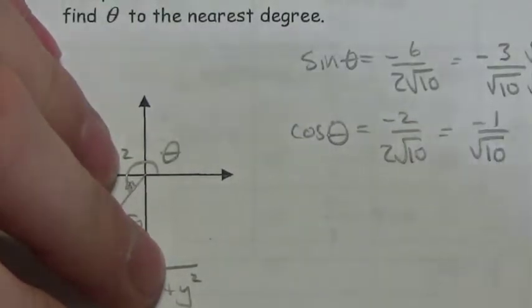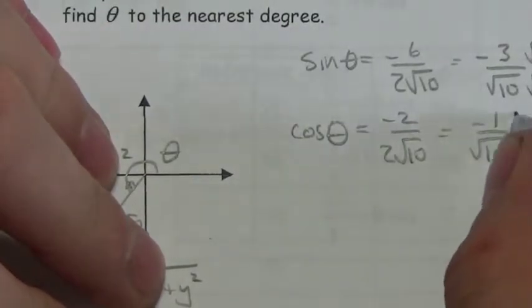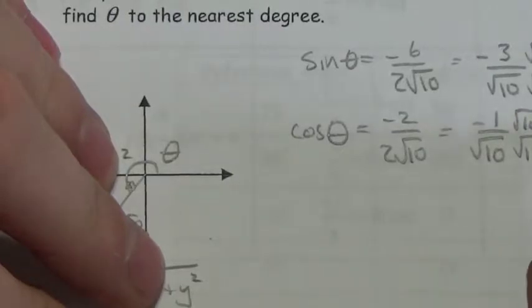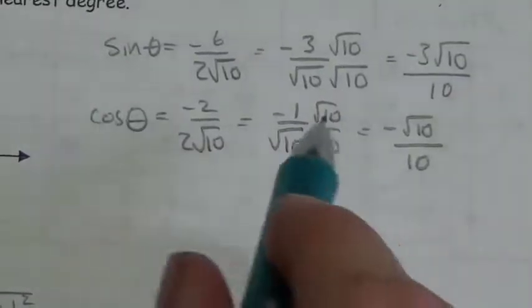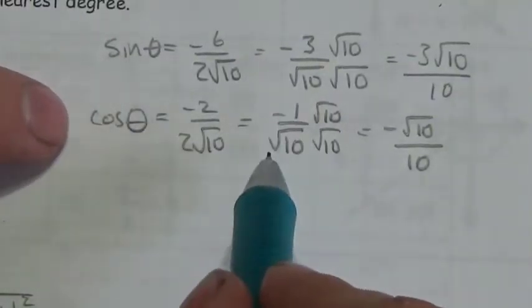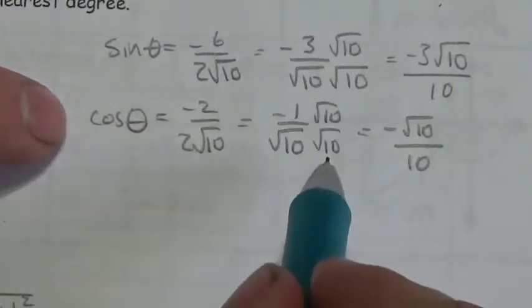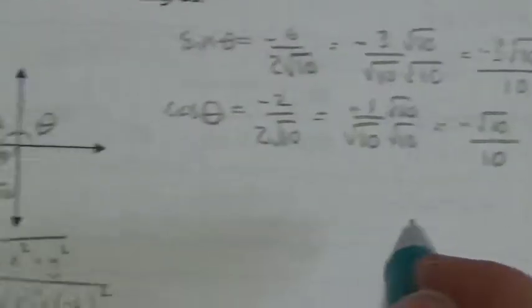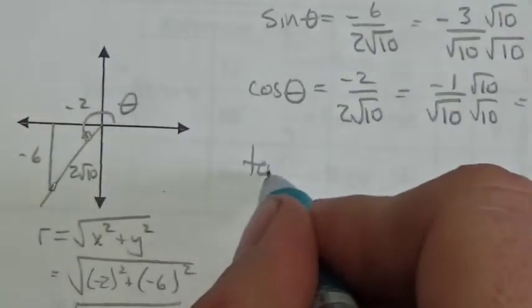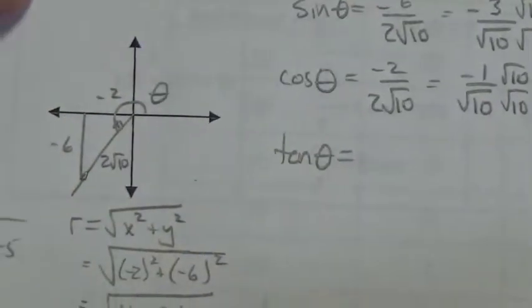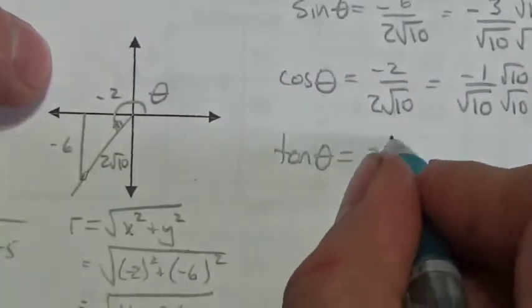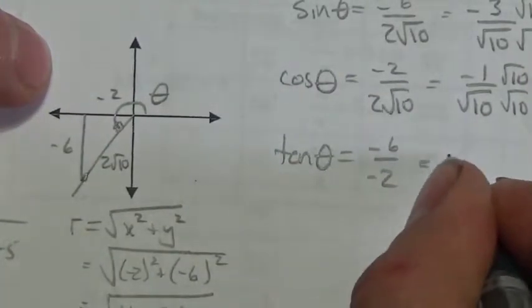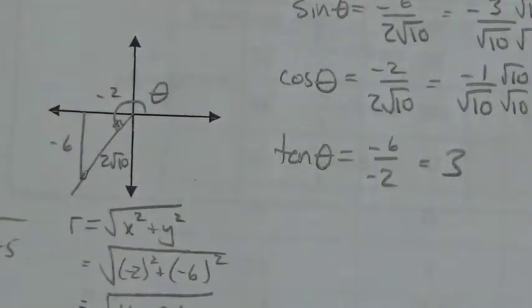And that might be good enough, but it might not be. So this might end up having to be -√10 divided by 10. Whoops, sorry, you can't see that. Wow, all that rationalizing, you didn't see it. -1 over root 10, multiplied numerator and denominator by root 10, and that's what you're going to get. And then finally we get the tangent. The nice thing about the tangent here is there's no radical, because it's just going to be the y-coordinate over the x-coordinate, so -6 divided by -2, and the answer there is 3.